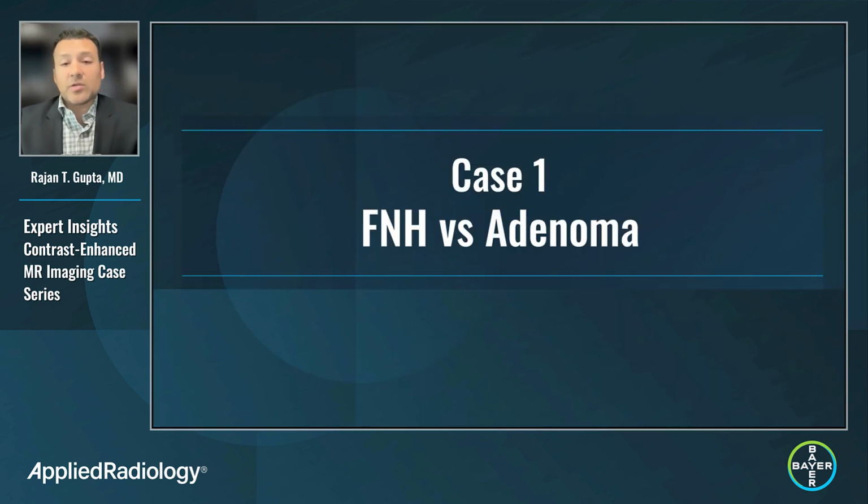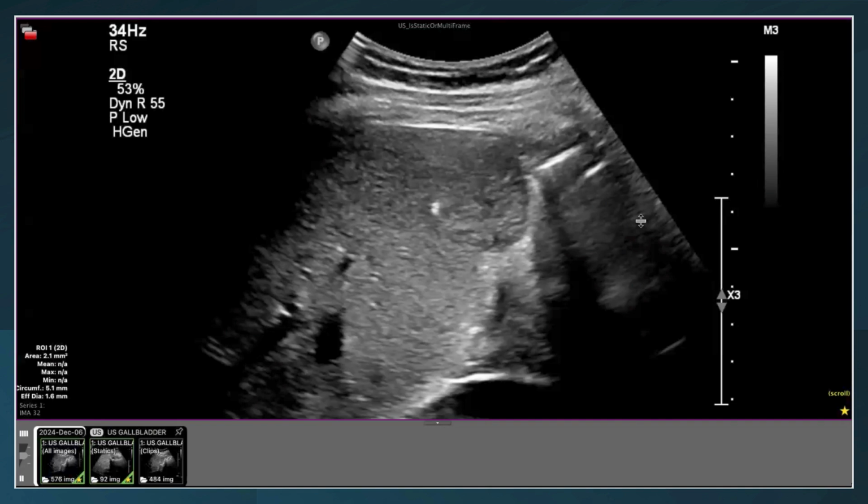So for this first case, we're going to talk about the use of EOVIST in the differentiation of focal nodular hyperplasia from adenomas. We're actually going to start this case by taking a look at a liver ultrasound that was performed on a 40-year-old female who came in for evaluation of abdominal pain. We did not find etiology for her abdominal pain on this study, but what we did find, seen in the right hepatic lobe here, is an incidental liver lesion.